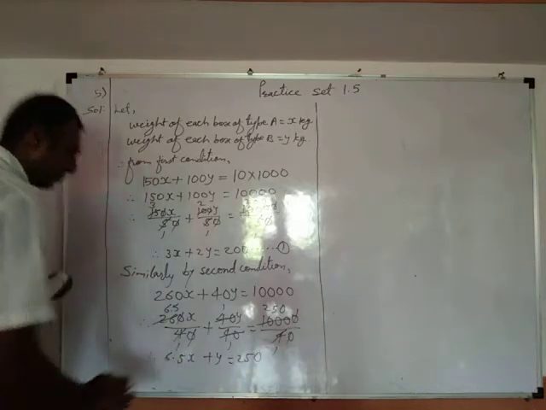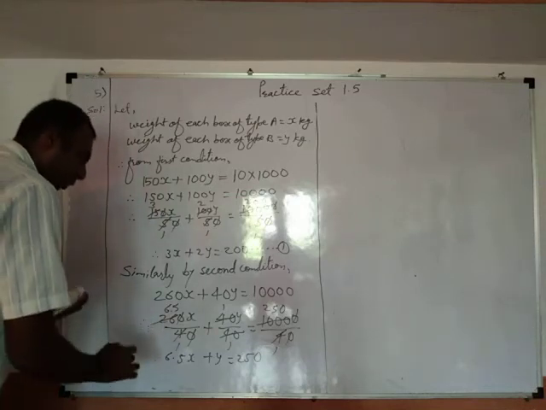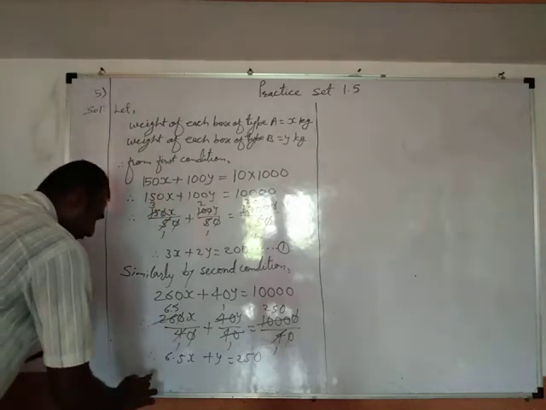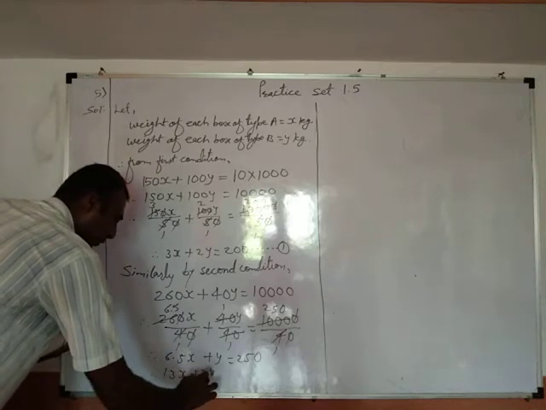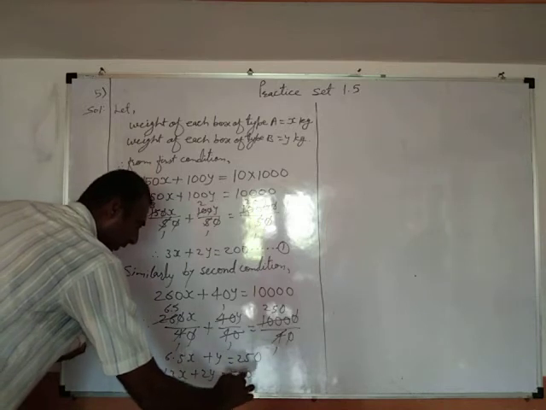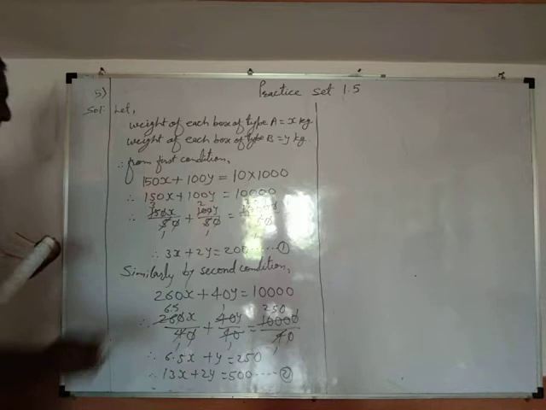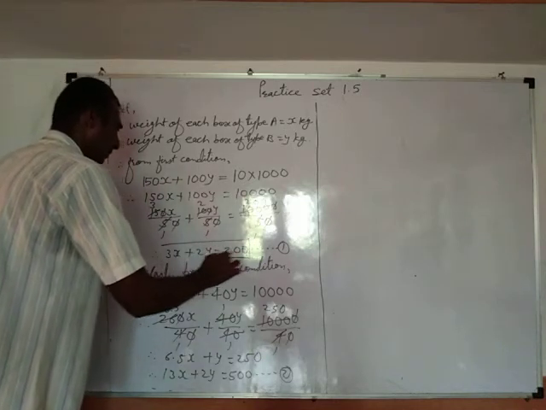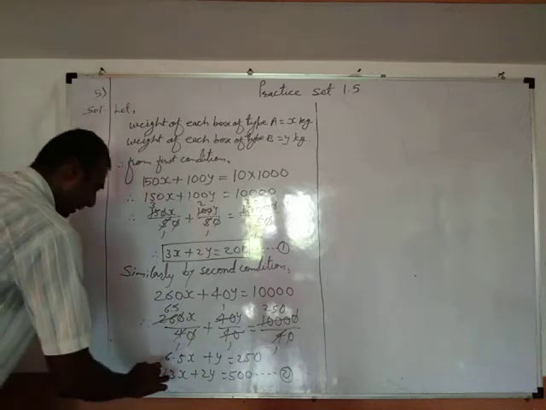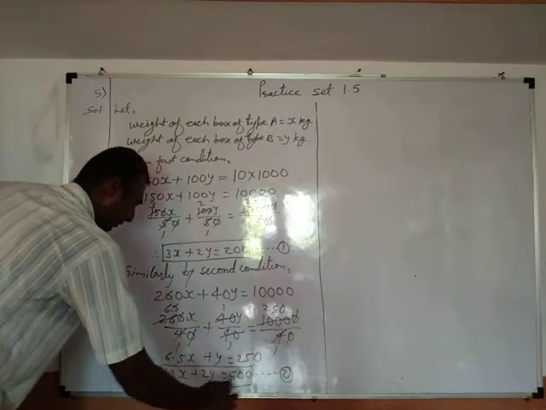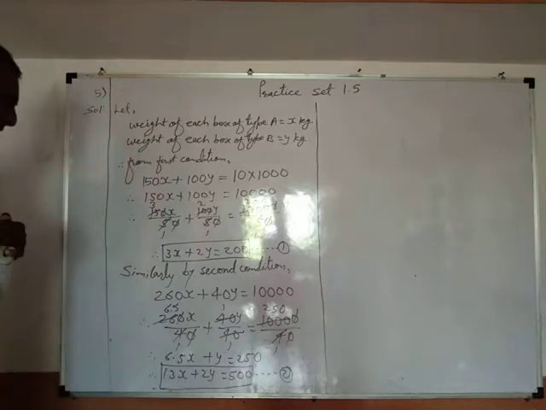To remove this decimal, let's multiply both sides by 2. Multiplying both sides by 2 we get 13x plus 2y equals 500. Let's call it equation second. Now equation first is 3x plus 2y equals 200, and equation second is 13x plus 2y equals 500.